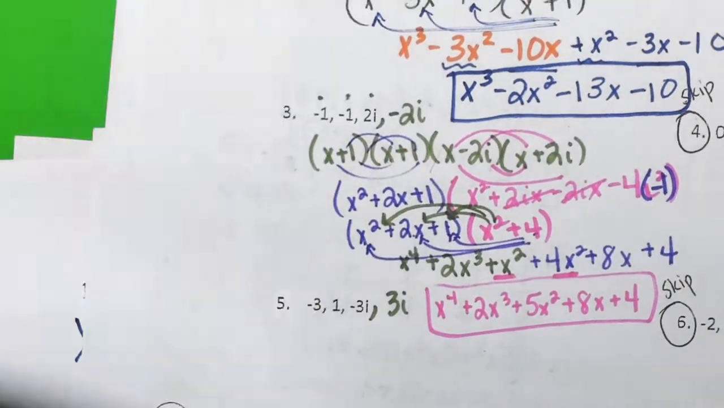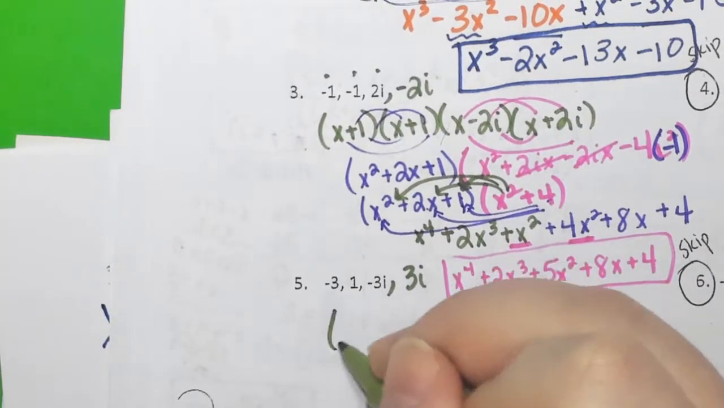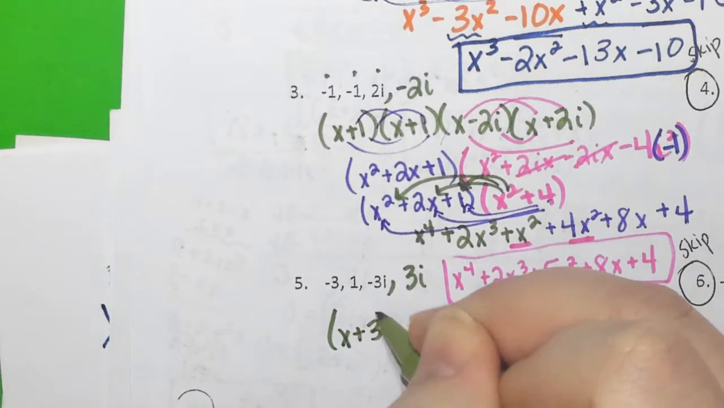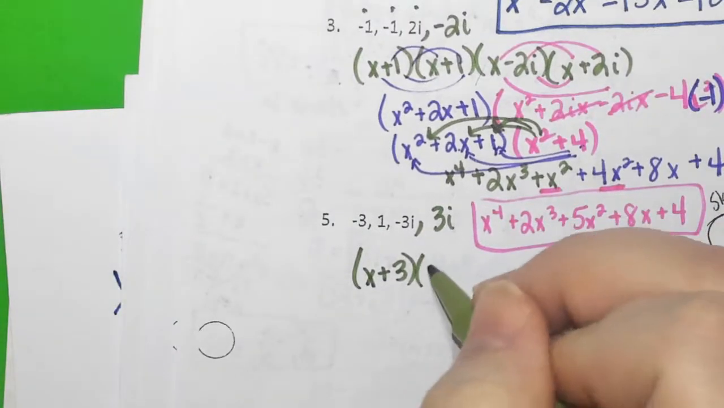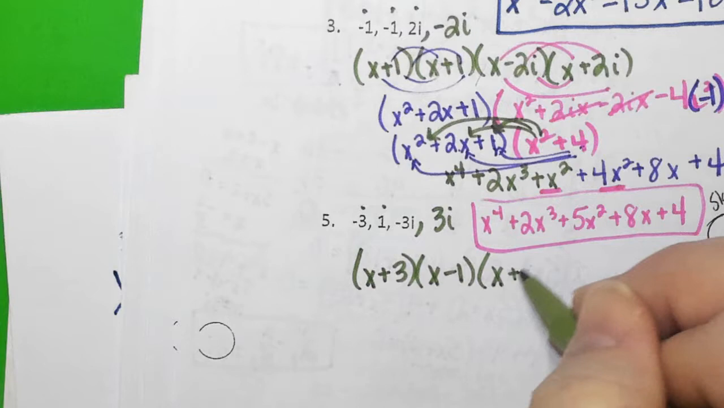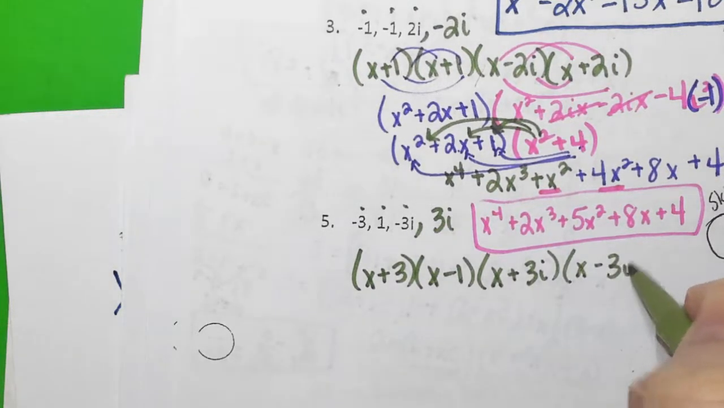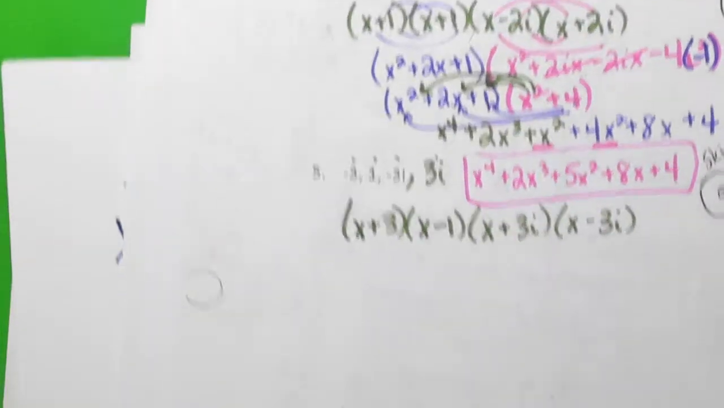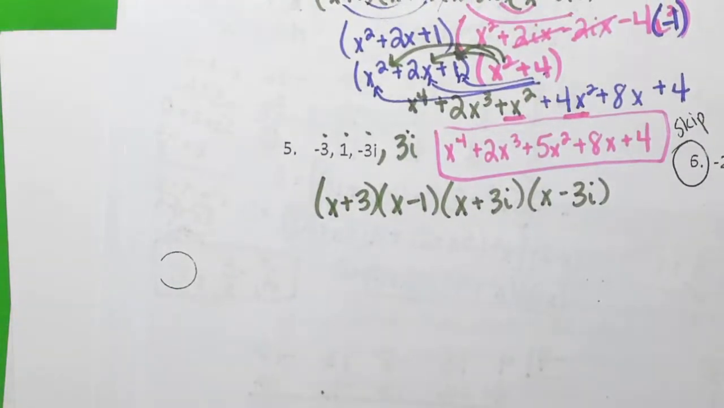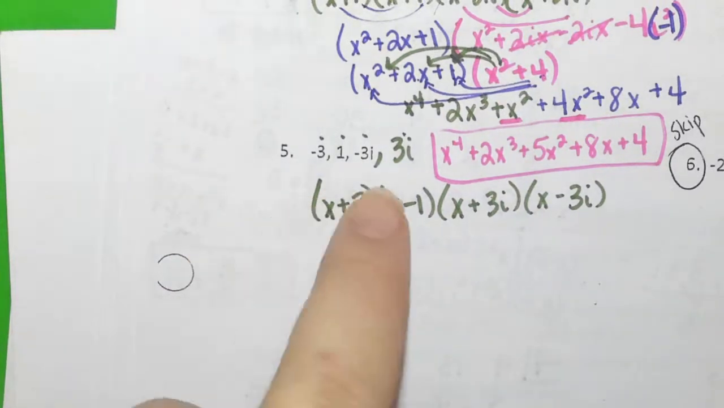Okay, if you understood all that and you liked all that, you can solve number 5 the same way. You can do x plus 3, because that's the opposite sign of 3. x minus 1, opposite sign, x plus 3i, x minus 3i, and you can again do this entire foiling process, and at the end of the day you have an x to the 4th, something. Andrew's at a 7 out of 10 for just having this.